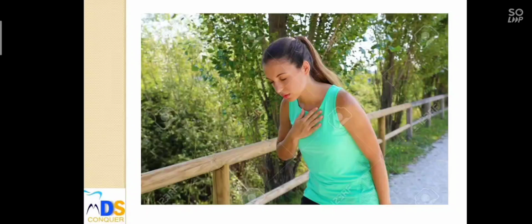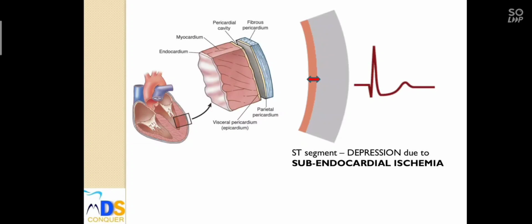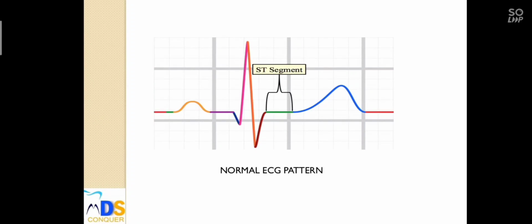Usually, stable angina attacks are commonly seen in people in playground scenarios. This is a normal ECG pattern with flat ST segment. So when subendocardial ischemia occurs, there is a depression in the ST segment when compared to the flat ST segment in normal scenarios.